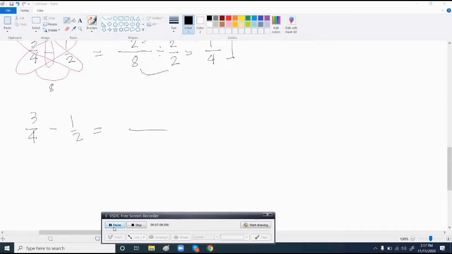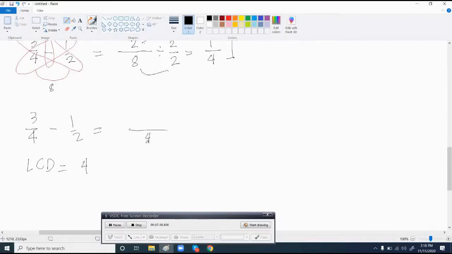Now this time, let us apply LCD, or the least common denominator. The LCD of 4 and 2 is 4. So simply put number 4 as your denominator and follow the rules in addition of fraction.